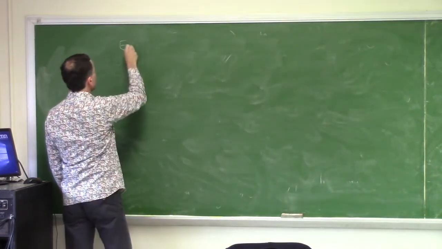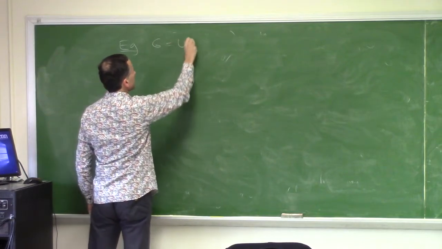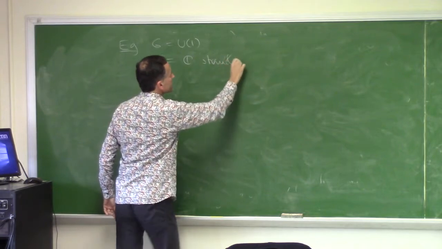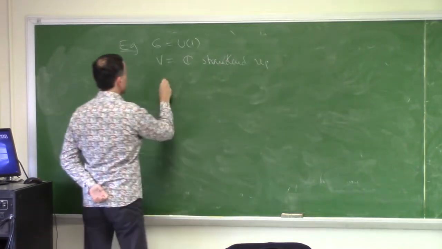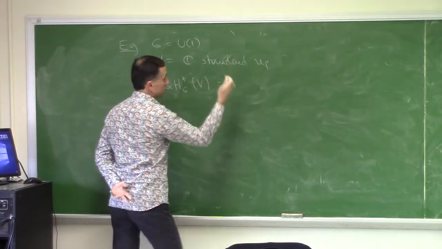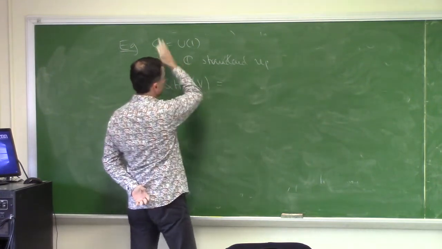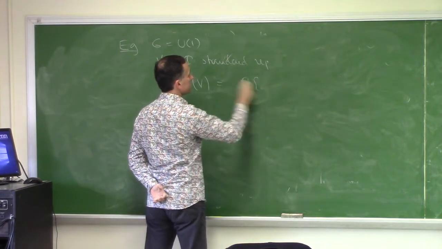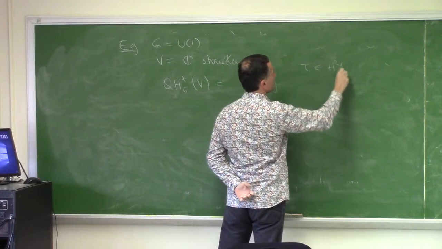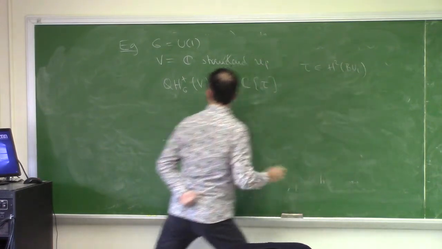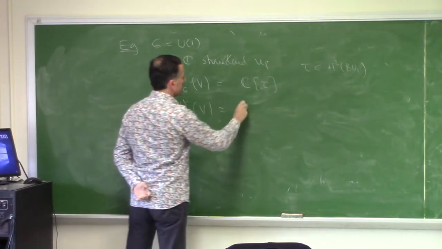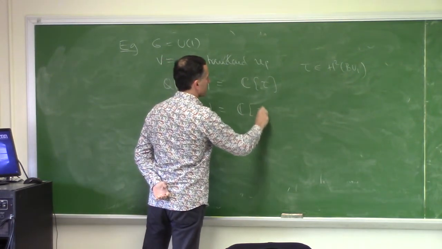For example, G is 1, V is C, the standard representation. Then quantum cohomology of G and V is just the ordinary equivariant cohomology of a point, because V gives you nothing, so just polynomials in a variable I call tau, in H2 of V1, the derivative. Symplectic cohomology of V is the Laurent polynomials.